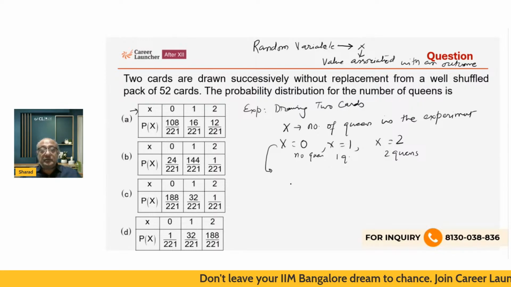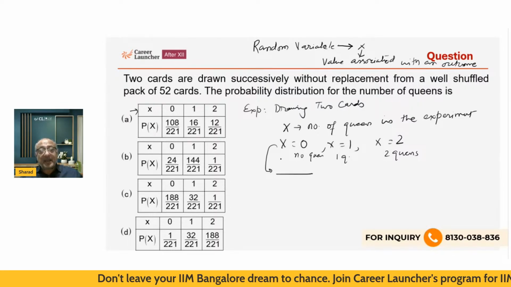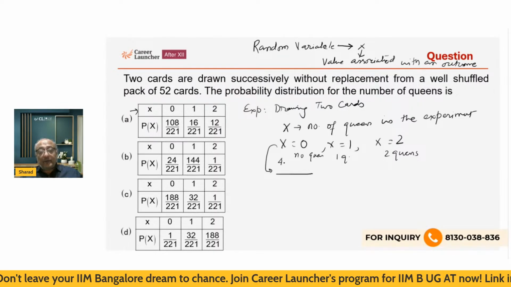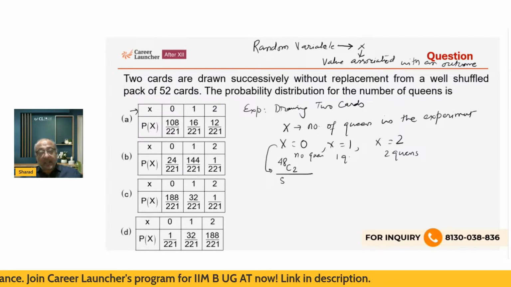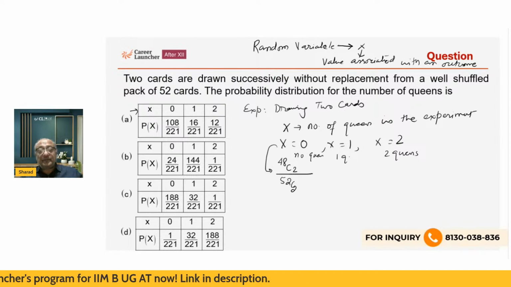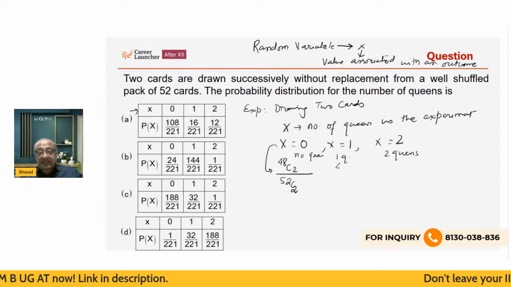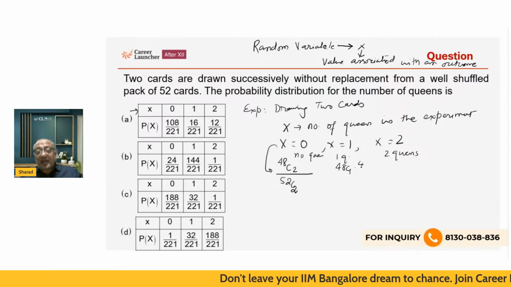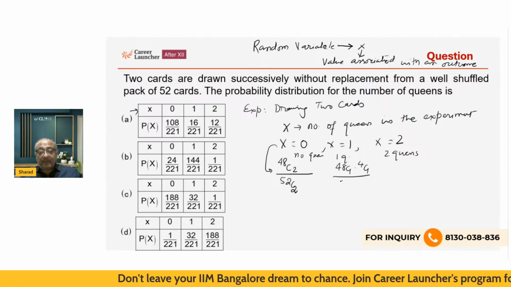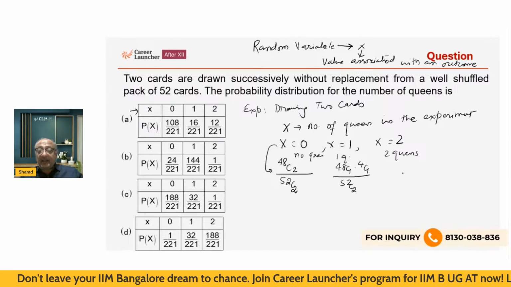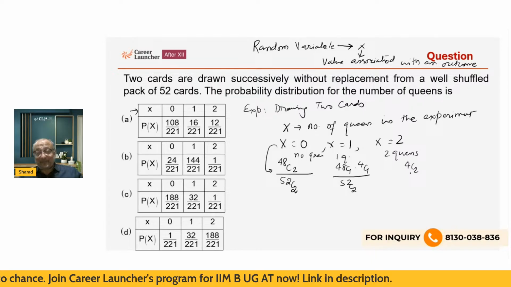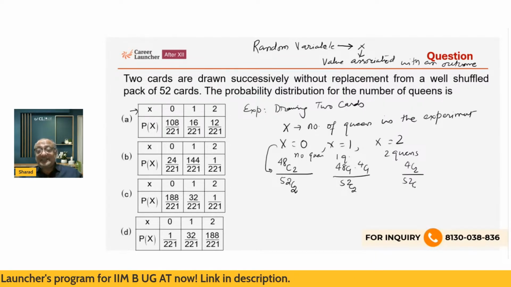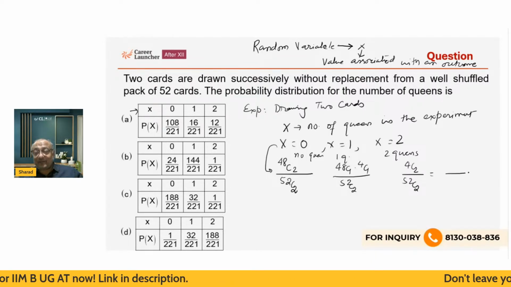No queen in 2 draws means my solution is simple. There are 4 queens, so non-queens are 48. I have drawn 48C2, and this is nothing but, bacho, 52C2. In this case, 48C1 and 4C1 upon 52C2. And what will be this? This is simpler to compute, so I'll compute this first. 4C2 and 52C2. So what will it be, bacho?